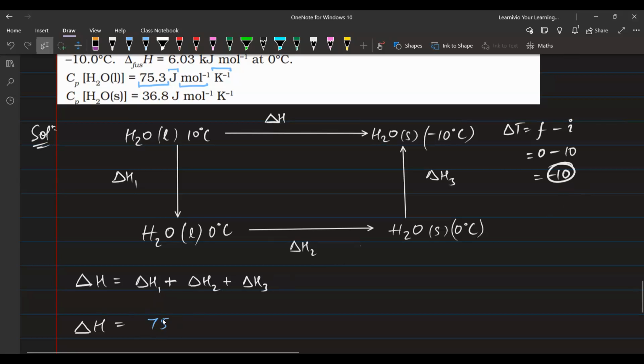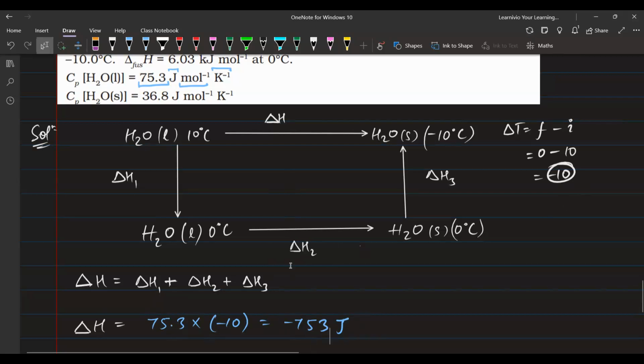So for 10 Kelvin, it will simply be 75.3 into minus 10. That will be equal to how much? Minus 753. Make sense? Kilojoule or joule? Joule. Correct, right? Tell me, does it make sense? Yes, sir.